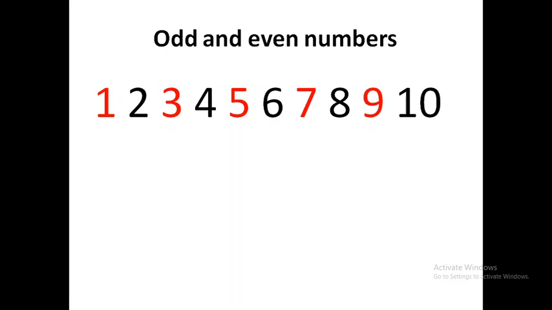We will look at the number line from 1 to 10. The numbers in red, they are the odd numbers, them being 1, 3, 5, 7, and 9, while the even numbers are the numbers in black. They are 2, 4, 6, 8, and 10.